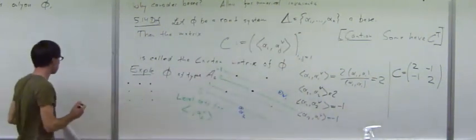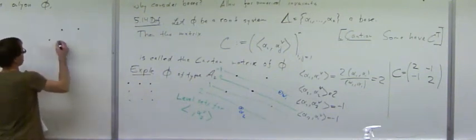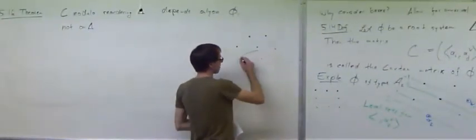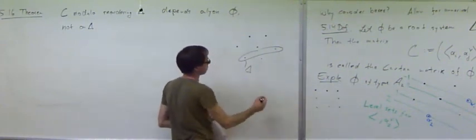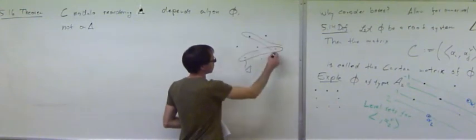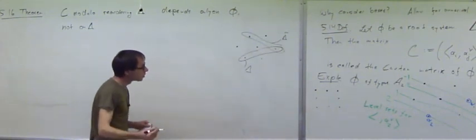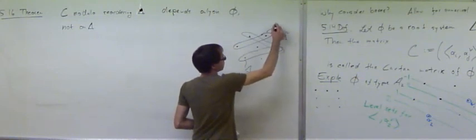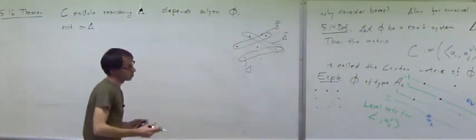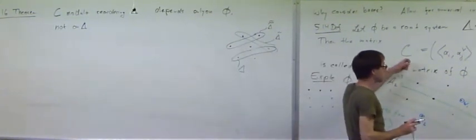For example, here in my root system, we chose this base here is delta, but already by symmetry it's clear that this set is also a base, so we could have taken this as delta, or maybe this one. So how would this have affected the Cartesian matrix? And the answer is not at all.